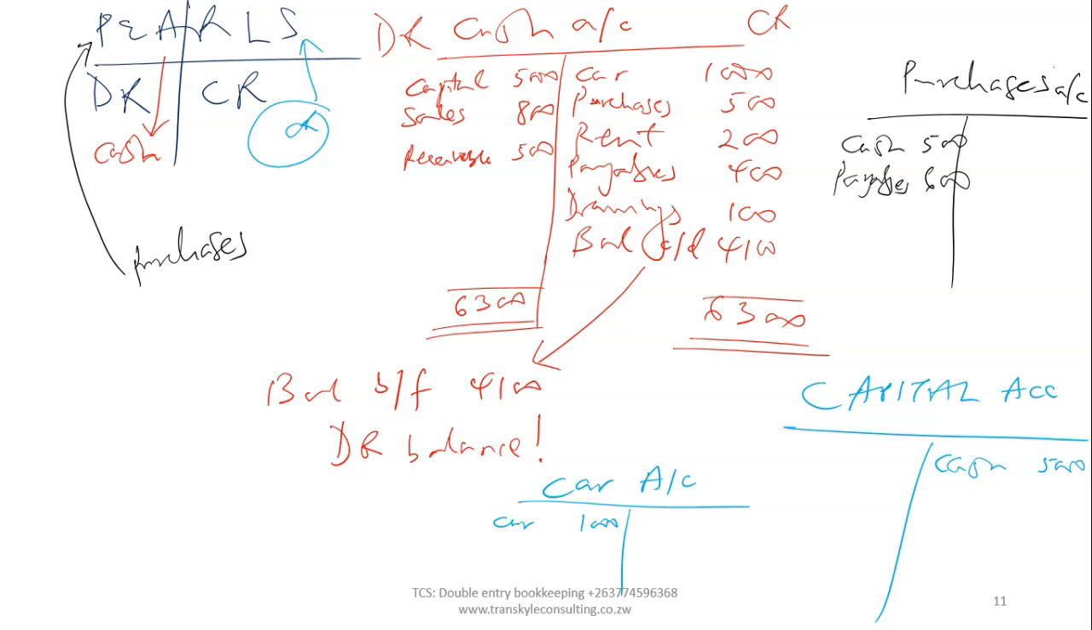All right. Then we total up: 1,100. Thus balance c/d 1,100. We're going to have balance b/d 1,100.